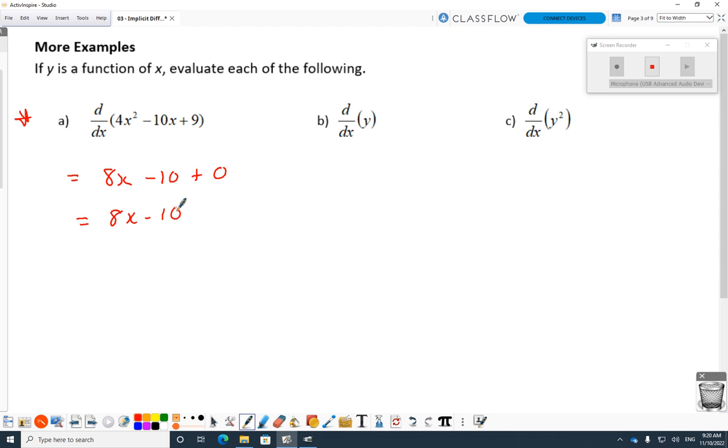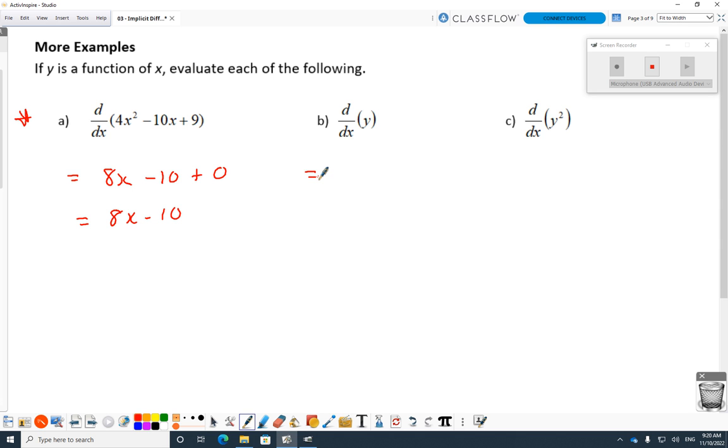So this one is to remind you when derivatives can be straightforward, is when you're going d by dx of something that has just x's in it. But when you encounter something that has y, we don't know what y is.